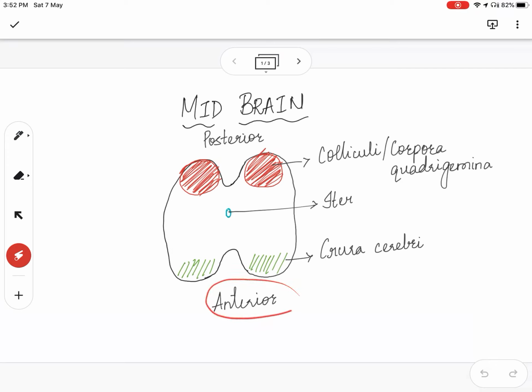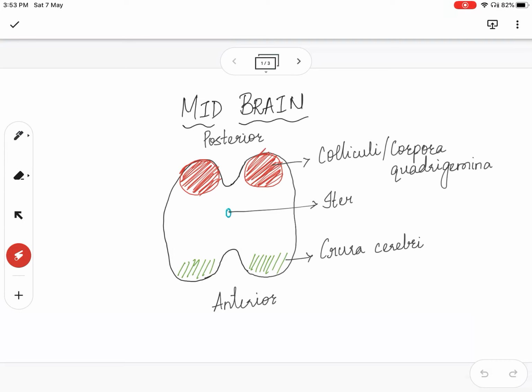Similarly, on the anterior portion of the transverse section of the midbrain, there are two myelinated nerve fibers. The names of the myelinated nerve fibers are crura cerebri, cerebral peduncles, or crus cerebri. Similarly, on the posterior portion of the transverse section of the midbrain, there are totally four spherical projections.